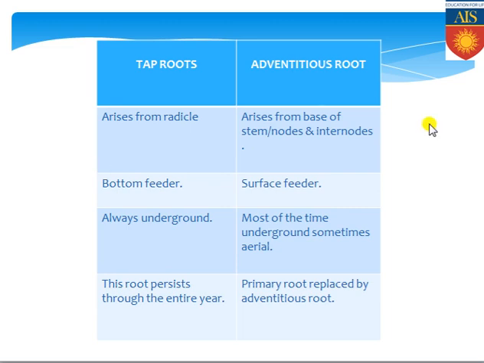If you see the adventitious root, these roots arise not from the radicle, rather they arise from the stem, the nodes or internodes. The nodes and internodes present on the stem surface are where these adventitious roots commonly emerge. So obviously there is a massive difference between the taproot and the adventitious root.